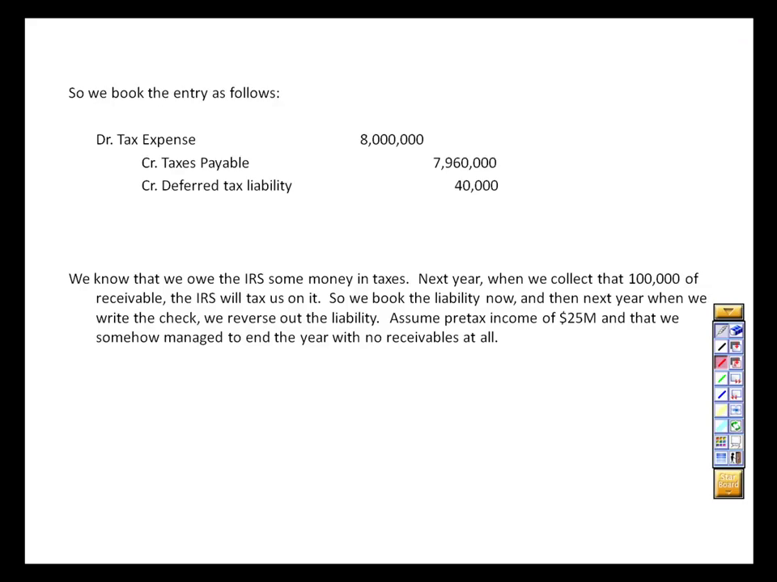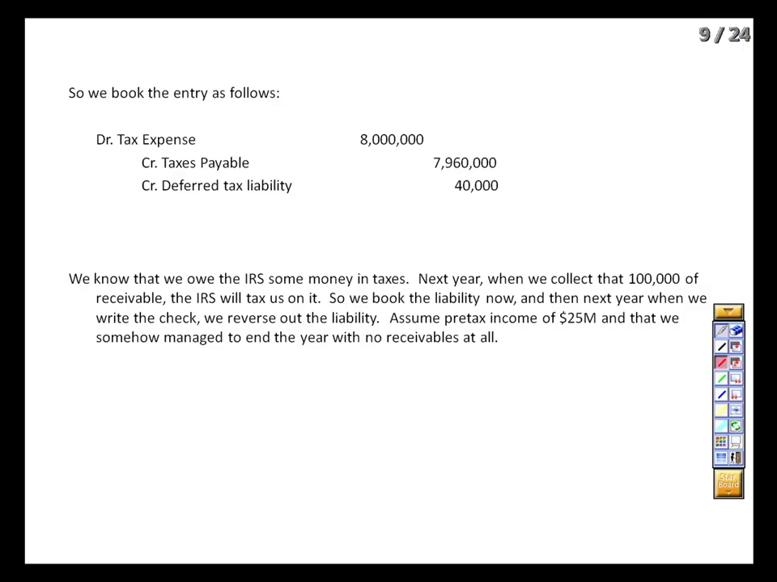It's a liability. It's money that we think we owe the government, but they're not making us pay yet. Make no mistake, we will have to pay that in the future when we collect the cash from our customers. We know that we're going to have to write a check, so credit the liability, and we'll call it deferred tax liability. It's a deferred tax liability, not taxes payable, because it isn't payable yet. It'll only become payable when that cash comes in from our customers.